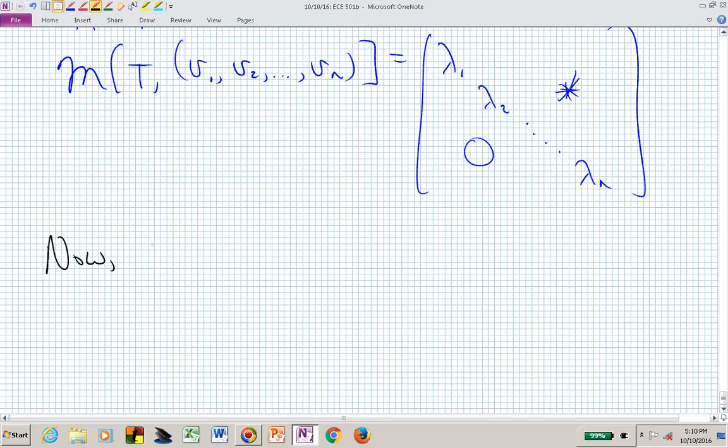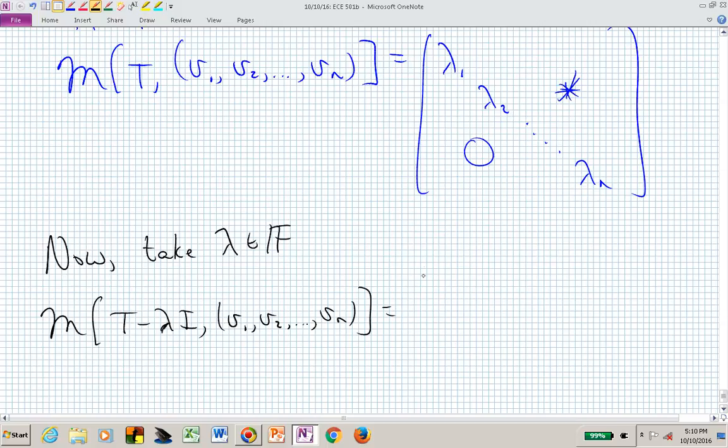Let's now take lambda to be some scalar in our field of numbers F. And we now can look at the matrix representation of T minus lambda I over that same set of vectors, v1, v2, through v sub n. That's now lambda 1 minus lambda, lambda sub 2 minus lambda, lambda sub n minus lambda on the diagonal, arbitrary up above, and 0 still down below the diagonal.